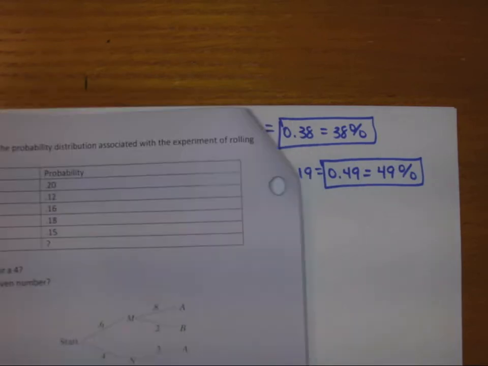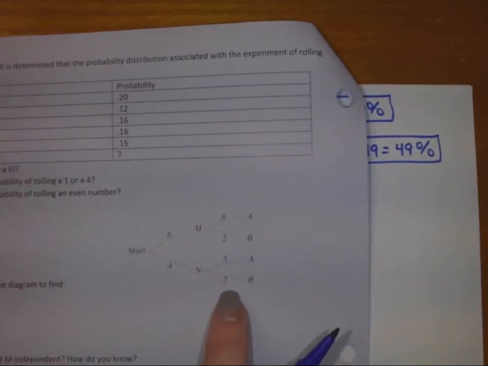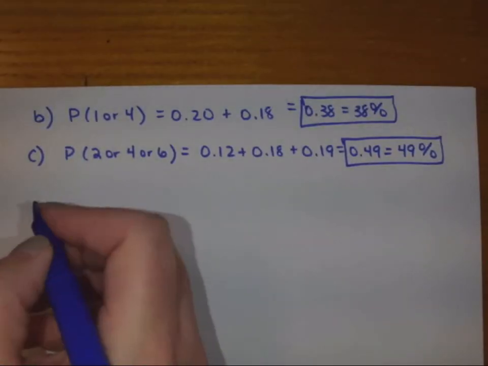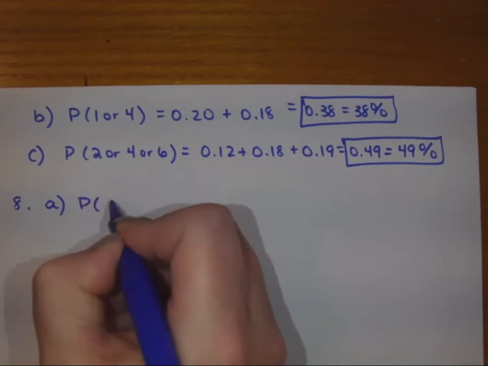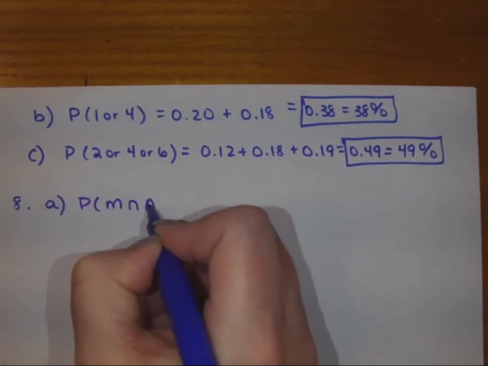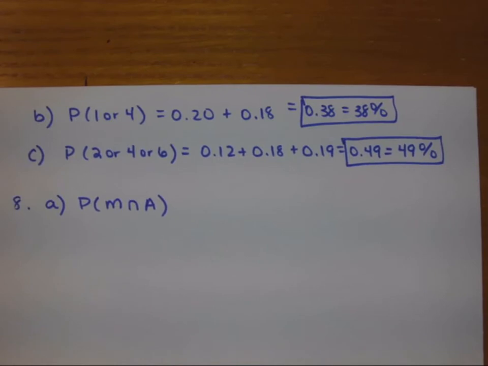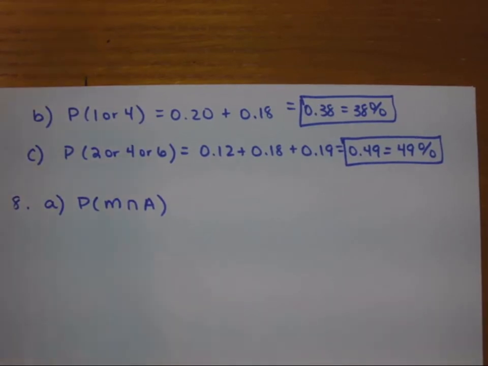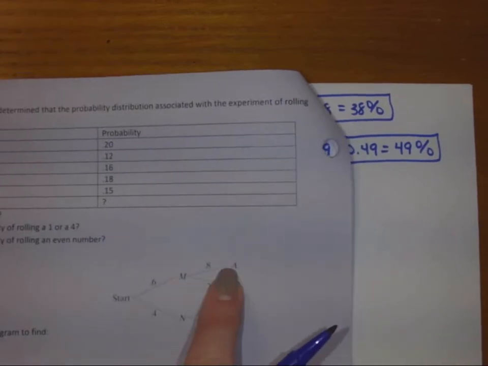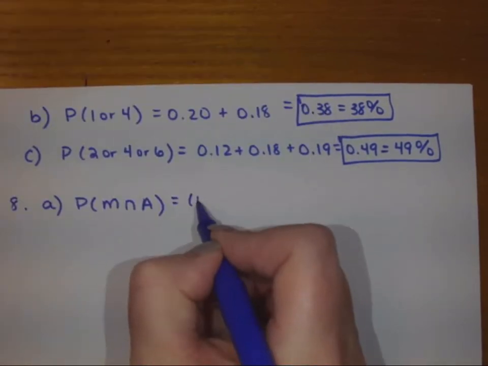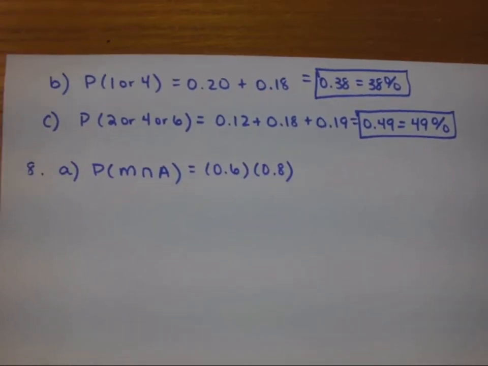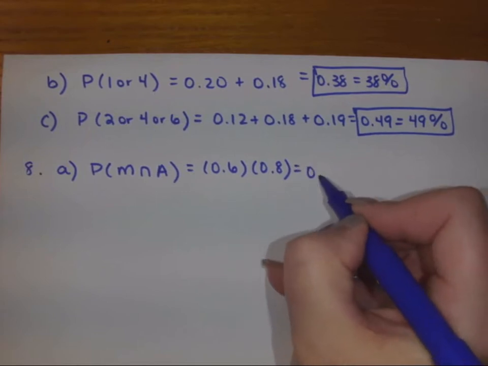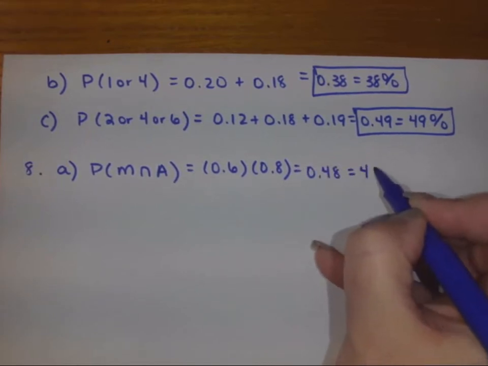Okay, so here's my tree diagram, right? And we're going to be referring to it, so you need to make sure you have your review out. So for number 8, one of the things is you need to make sure you know how to read these, right? M and A is how you read that. The probability of M and A would be M followed by A. So it's like this path, M followed by A. So it would be 0.6 and 0.8. Okay, and when you have an and situation, you multiply them. So that would be 0.48 or 48%.